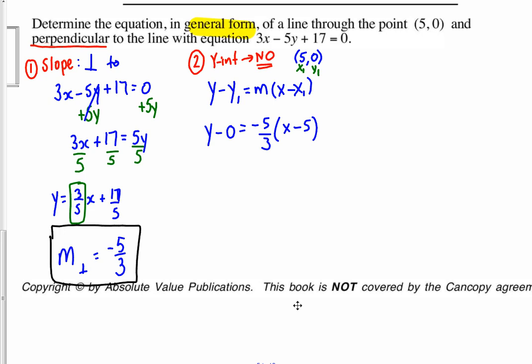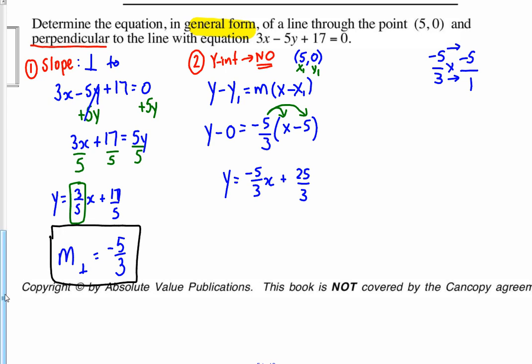Such a pain in the butt, isn't it? Okay. Lots of steps in these things. So let's get rid of those brackets. Y minus 0 is just y equals negative 5/3 times x. Is negative 5/3 x. What is negative 5/3 times negative 5? Yeah, Michaela. Good. Plus 25 over 3. Remember when we multiply fractions, we go straight across? So we're multiplying negative 5 over 3 times negative 5 over 1 is really what we're doing. And we go straight across. So we get plus 25 over 3.